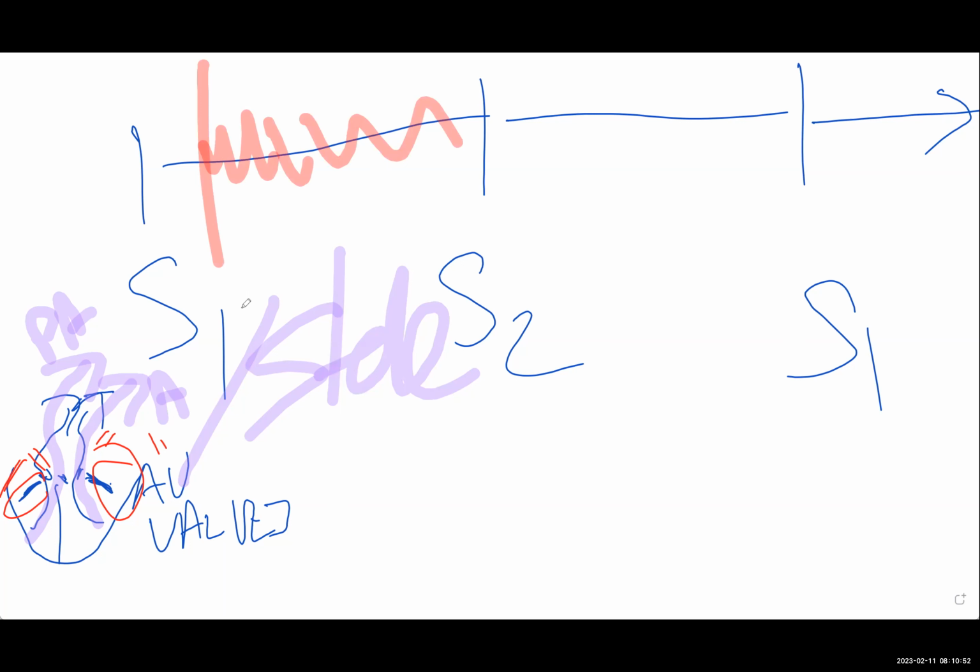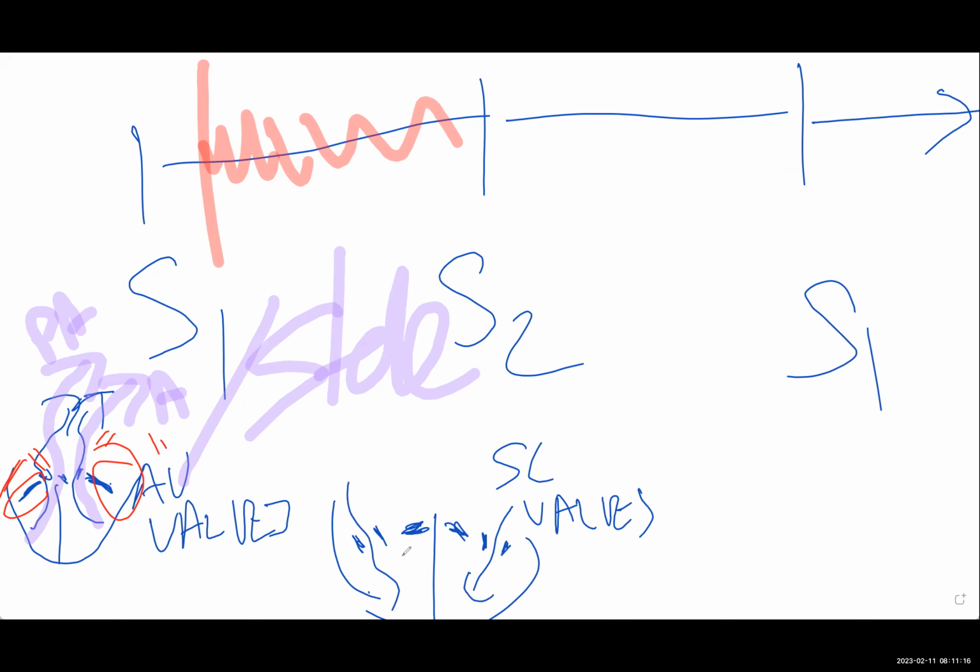S2 is what? That's closure of the semilunar valves, right? Which is the opposite of the AV valves. So you have the closure of the aortic valve and what other valve? And the opening of the tricuspid and mitral valves, right? And we are now filling up the ventricles, right?